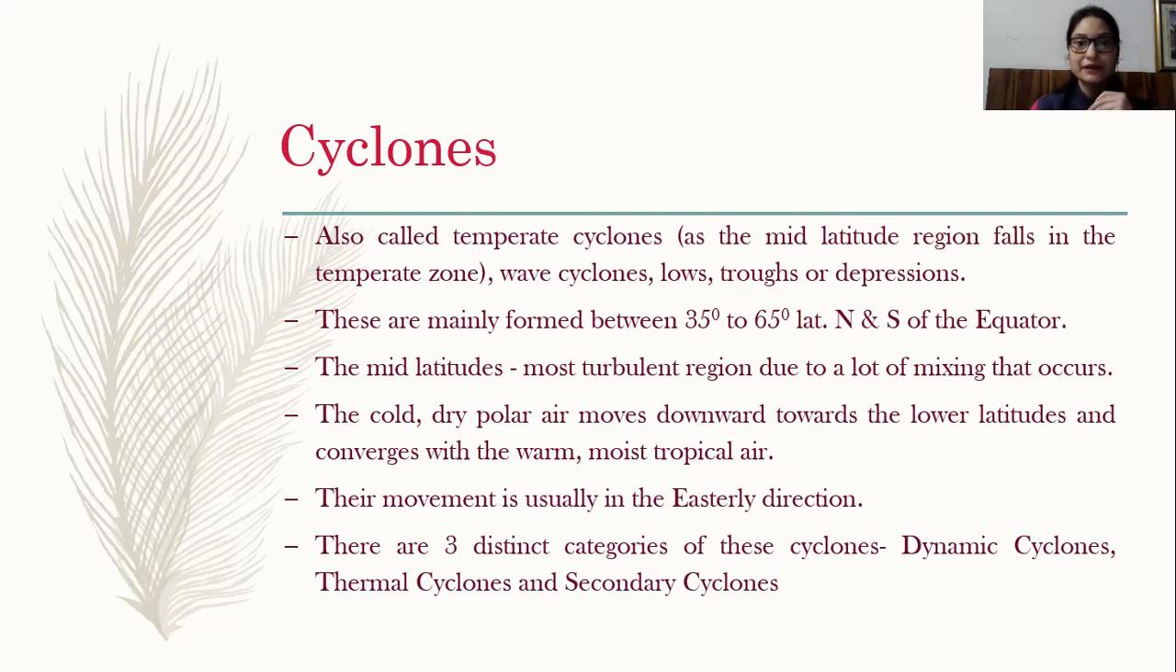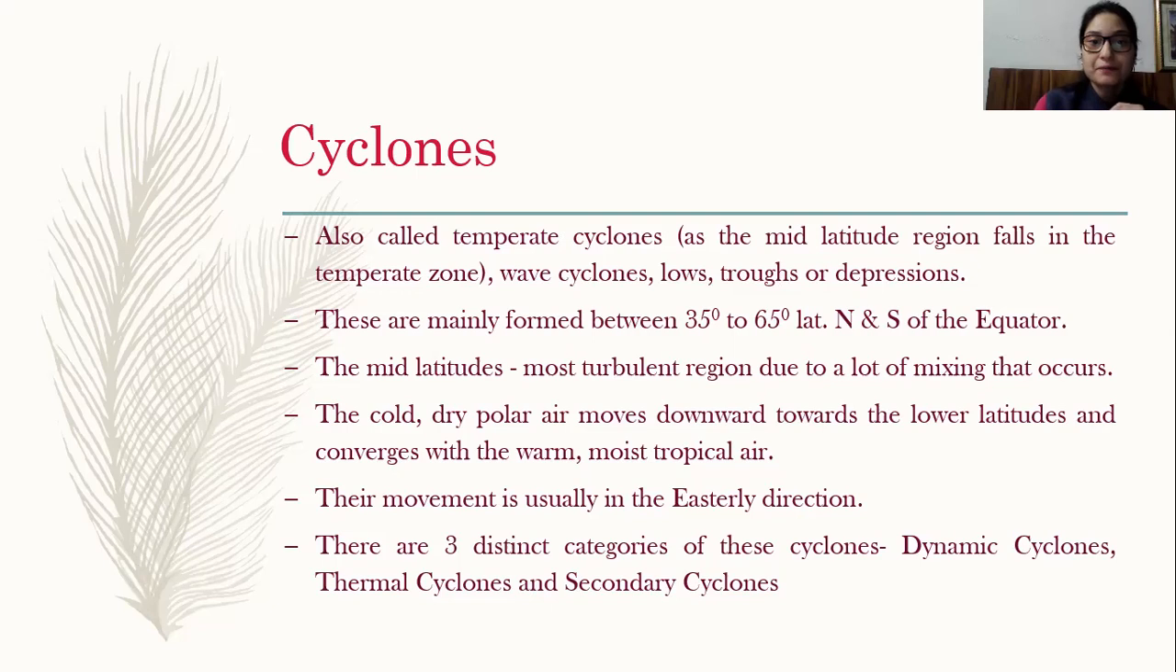Now the middle latitudes, they are turbulent. Why are they turbulent? Because there is constant mixing of the air masses coming from the polar area and from the tropical area. That means constant mixing of the polar air, cold air, and tropical air, that is warm air. That is why there is so much mixing, so much turbulence. This creates the conditions for the formation of the cyclones.